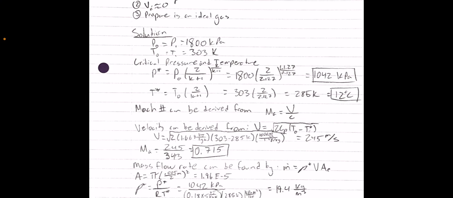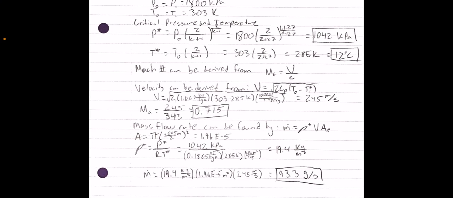Once we have the critical temperature, we can solve for velocity, because we know the equation for velocity is equal to the square root of 2cp times change in temperature, which is the T naught minus critical temperature. And then we can divide that velocity by the speed of sound to find the Mach number, and we know the Mach number will be less than 1, which it turns out to be, because going through a nozzle at sonic speed, the velocity cannot be higher than a Mach number of 1 and cannot surpass the speed of sound.